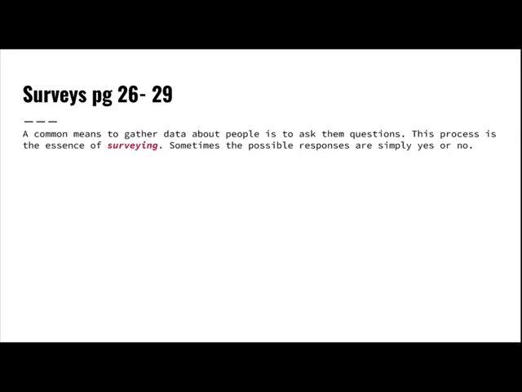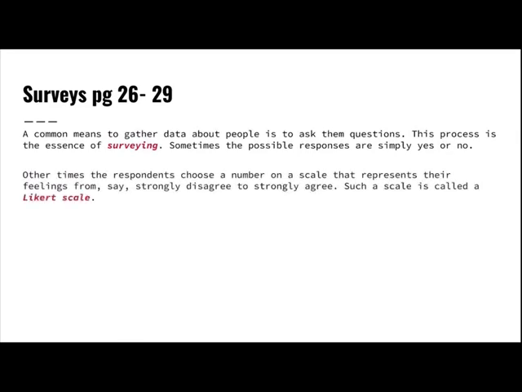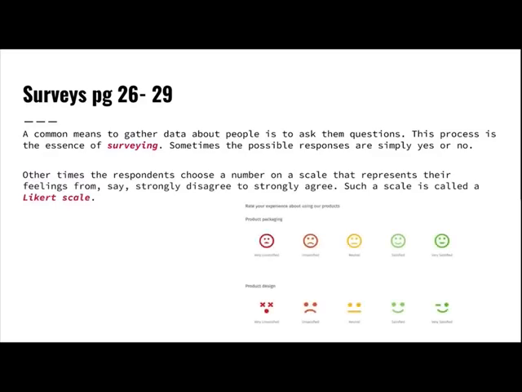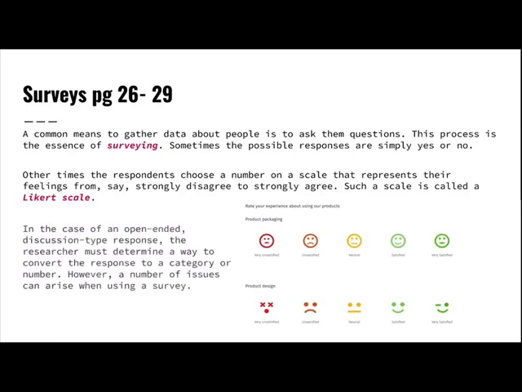A common means to get data about some people is to ask them questions. This process is the essence of surveying. Sometimes the possible responses are simply a yes or a no. Other times, the respondents choose a number on a scale that represents their feelings from, say, strongly disagree to strongly agree. Such a scale is called a Likert scale. Here's an example of it.